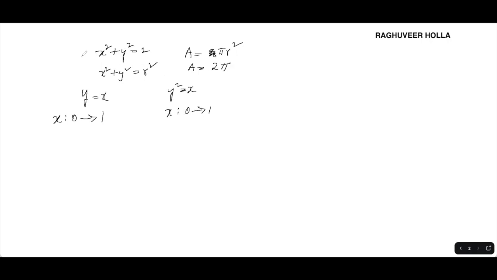Let us look at the required area. The required area will be 2 pi minus the area enclosed by y square is equal to x and y is equal to x. This is what you need to find.